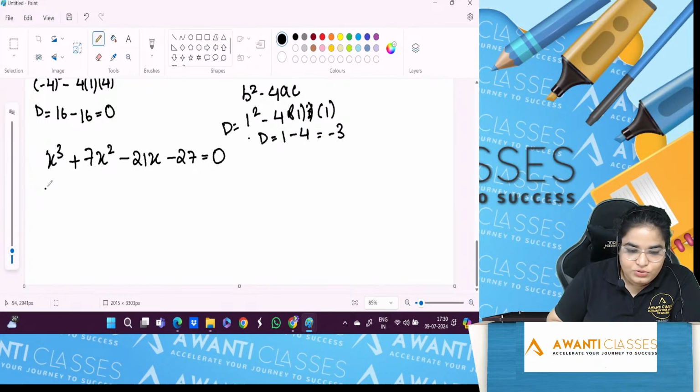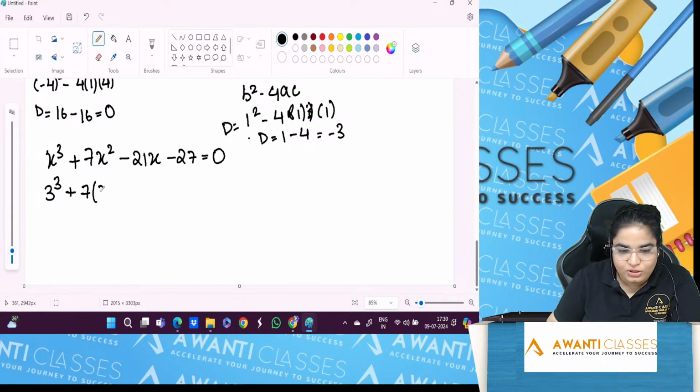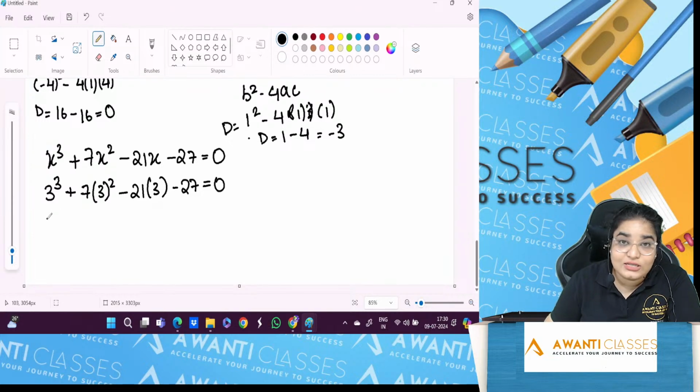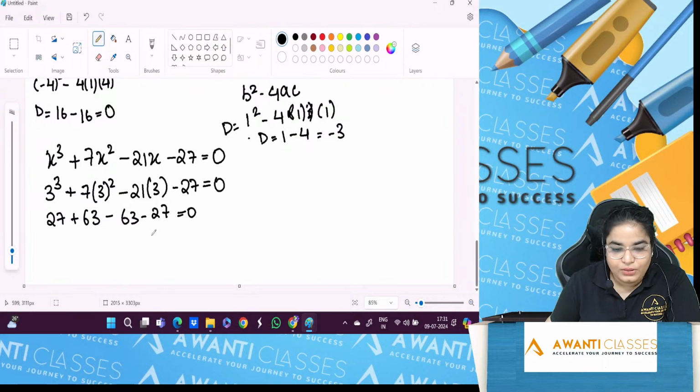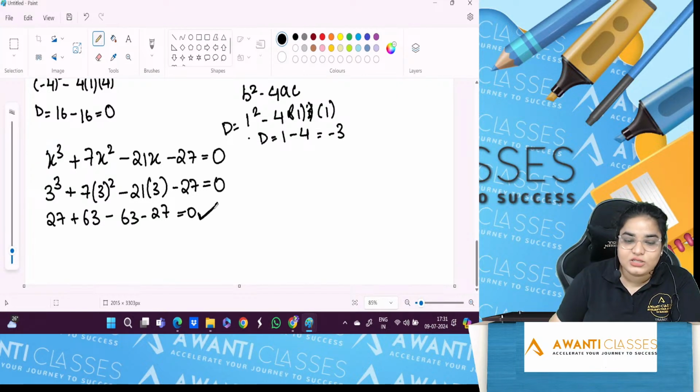Okay. x cube. So 3 cube plus 7x square, so 7 into 3 square, minus 21 into 3 minus 27 is equal to 0. 3 3s are 9, 9 3s are 27, plus 3 square is 3 into 3, 9, 9 into 7 is how much? 63. Minus 21 into 3 is how much? Minus 63, minus 27. 27 minus 27 is equal to 0. It satisfies the equation. Yes.